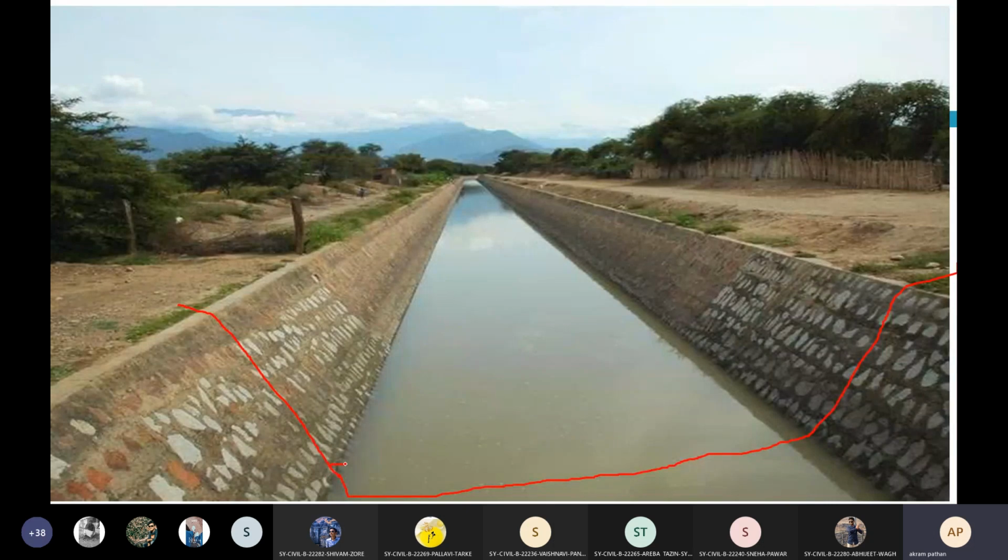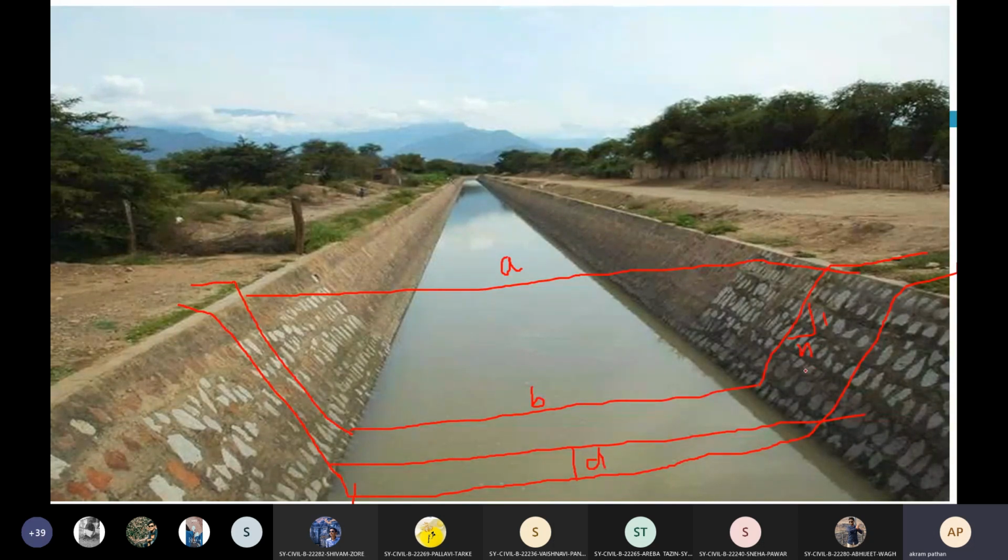Now from this particular section, this is, for example, the depth of water, okay. Then we have the bed width. This is B, the bed width of the channel. Then we have the side slope 1:n. This is the side slope of the channel. And we have the top width also. So this is top width A. B is the bottom width of the channel, A is the top width, and we have the side slope 1:n, one vertical to n horizontal.